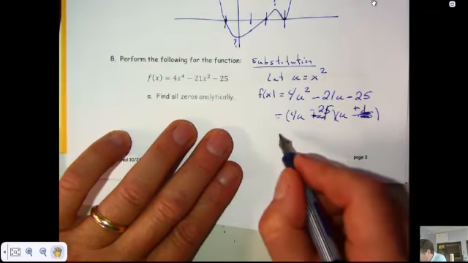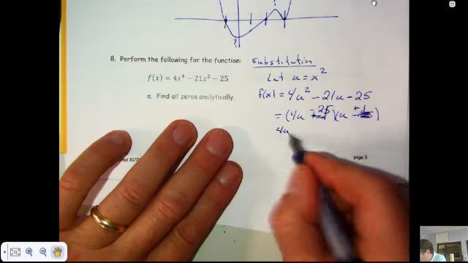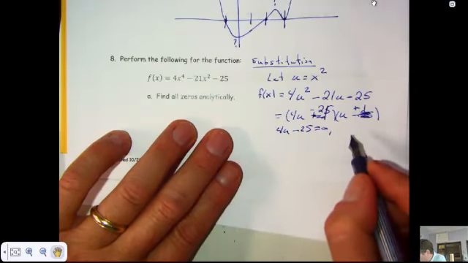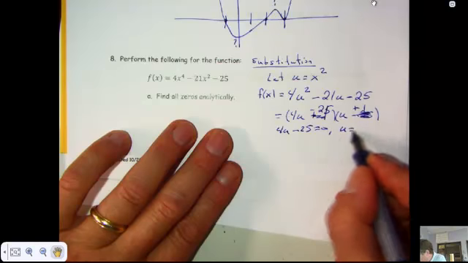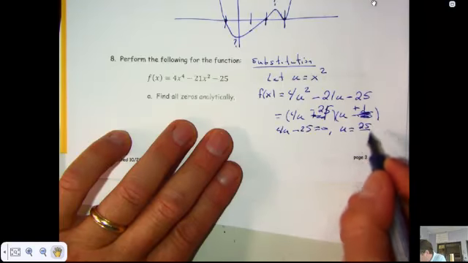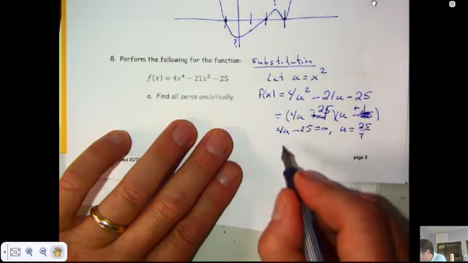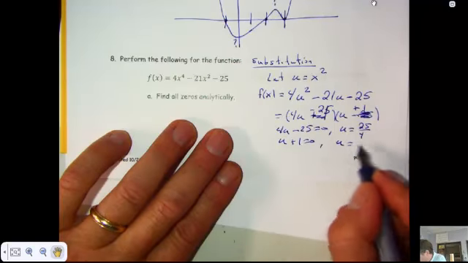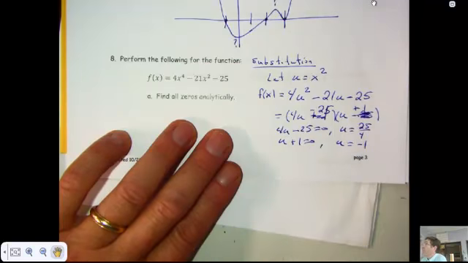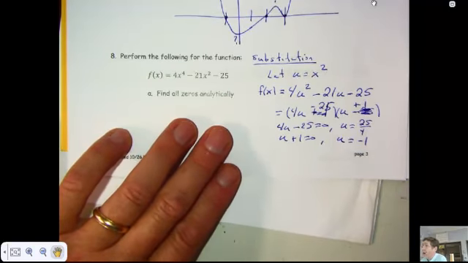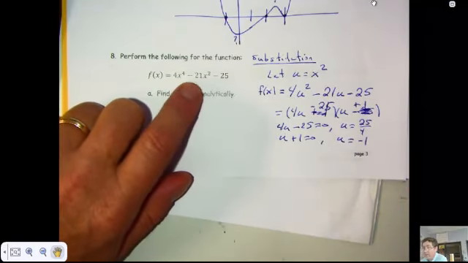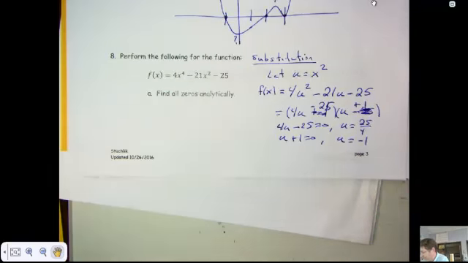So either 4u minus 25 equals 0. So what's u equal to? U equals 25/4. Or u plus 1 equals 0. So u would be... Alright, now the problem is I can't stop there, because the question says find the zeros for this one, which is in terms of x. So now we need to solve for x.